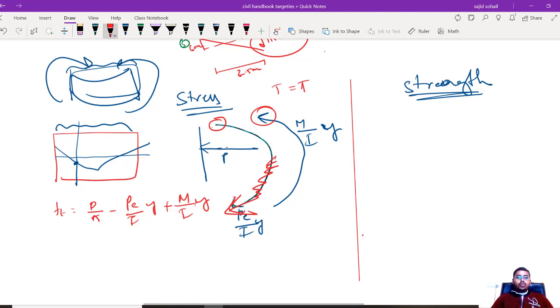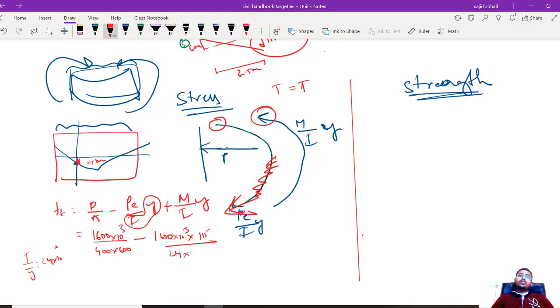Okay. So what is it? P is 1600. You know that. Into, if you are writing directly in Newton, into 10 to the power of 3 divided by area, which is 400 into 600, minus P. P is 1600 into 10 cube, E value, I have calculated the E value just above, which was 115 mm, divided by I by Y. So I calculated I by Y, which is nothing but 24 into 10 to the power of 6. So we will write the same, 24 into 10 to the power of 6, plus this value.